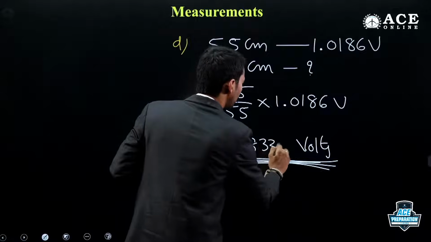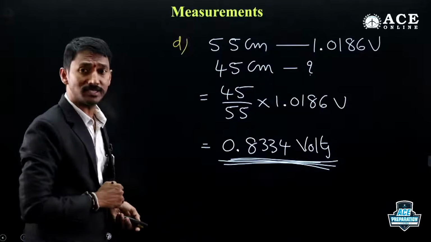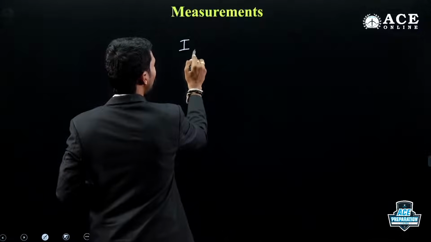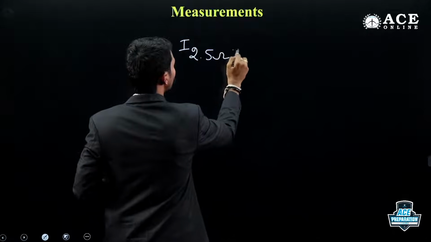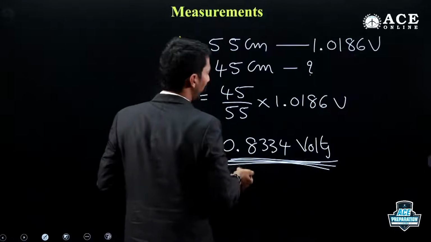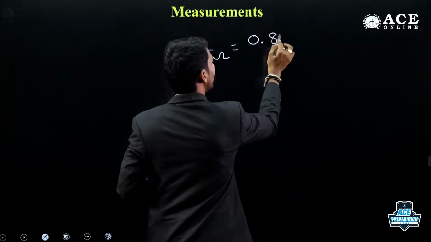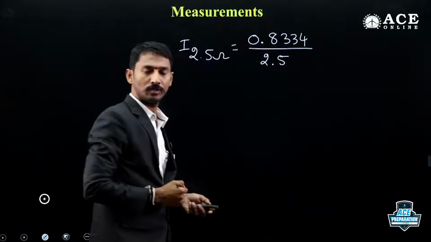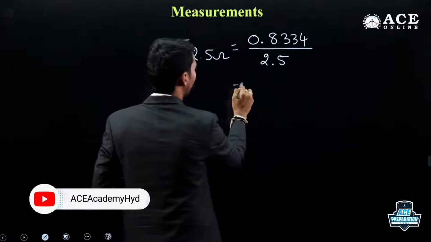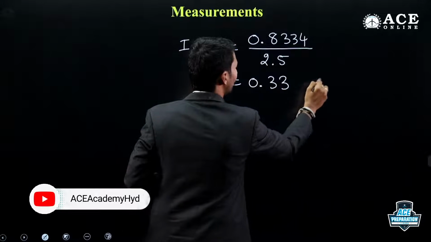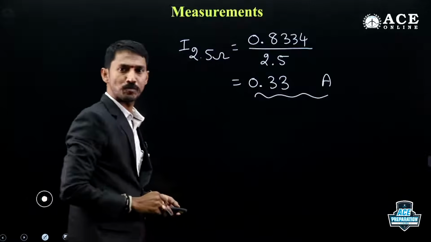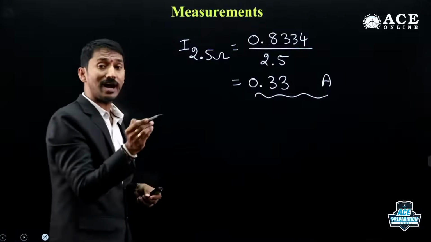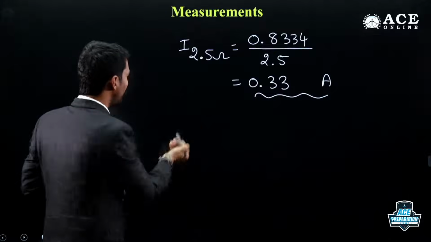You will be getting 0.8334 volt. Now, what is 2.5 ohm he has given? So therefore, sir, here current through the 2.5 ohm resistance, what is the voltage? 0.8334. 0.8334 by 2.5, right? If you simplify this, you will be getting 0.33 something. Okay, approximately. You calculate and verify. But my question is, what is the observed current? What is the measured current? That also I am writing.